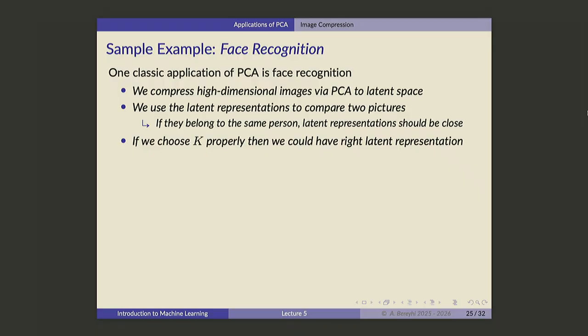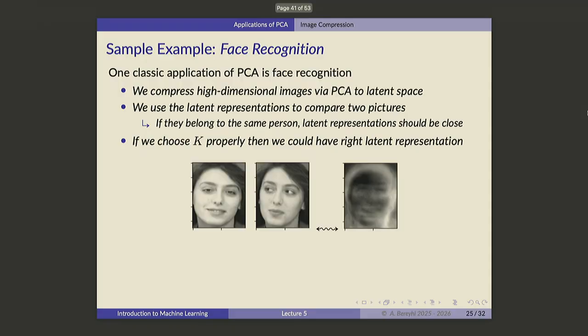And if you find the right choice of K, then every human being is going to have its own area in the latent space, or at least people who look closer are closer in that latent space. People who look less similar are going to be far away, right? And that was the idea. This k-dimensional representation is what they called eigenface.